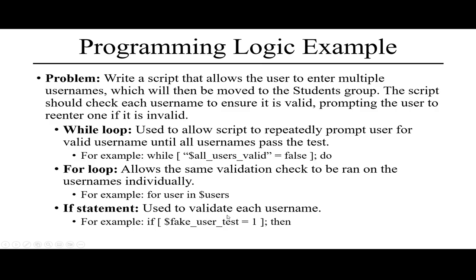Finally, an if statement can be used to validate each username. So if fake_user_test equals 1, then the if statement can be used to validate the username. The while loop can be used to ask the user to give another one, and then the for loop can allow this validation check to be run over and over and over again. So that's how these three constructs are used in a programming or a script.